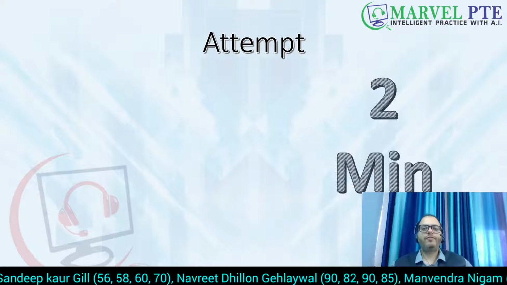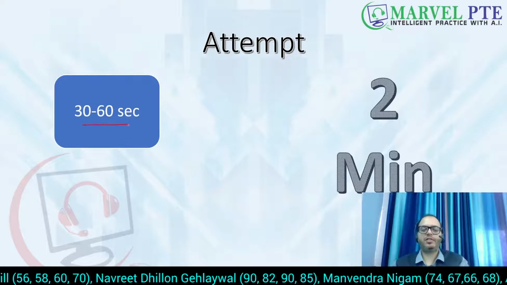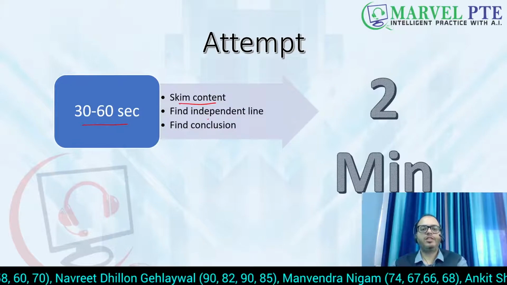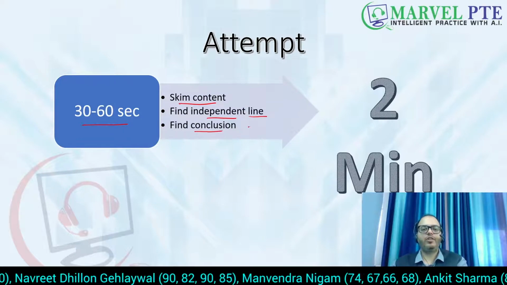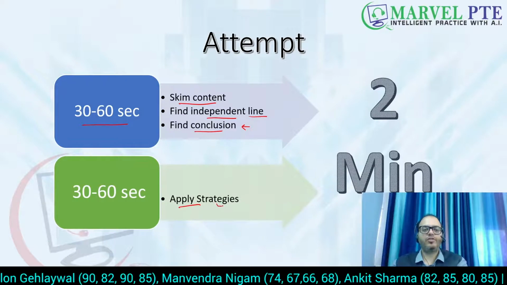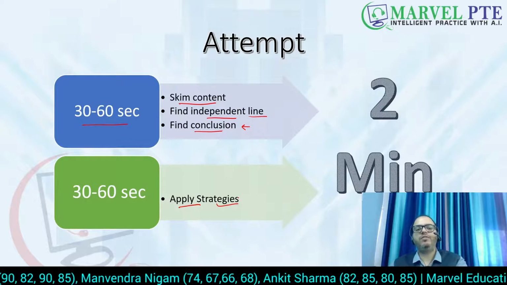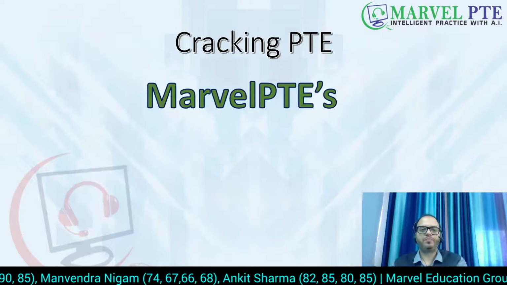Always remember you have just 2 minutes to solve your reorder paragraph. So in first 30 to 60 seconds, you are going to skim the content. You have to find independent line and then you have to find the conclusion line. And in the next 30 to 60 seconds, you have to apply the strategies. The same strategies which you have seen, we are applying over here.